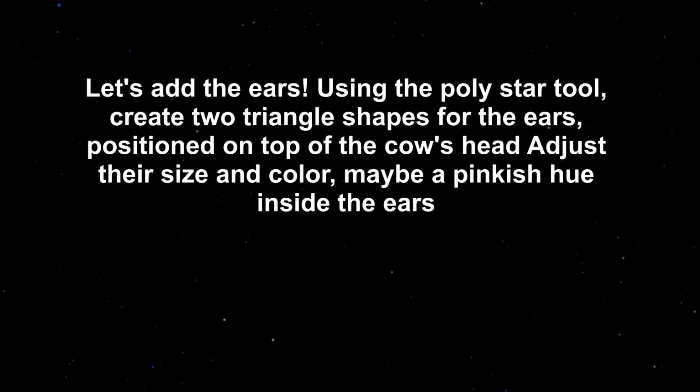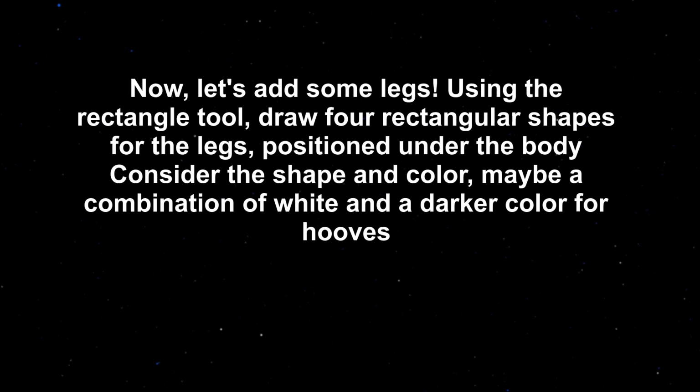Let's add the ears. Using the Polystar tool, create two triangle shapes for the ears, positioned on top of the cow's head. Adjust their size and color, maybe a pinkish hue inside the ears. Now, let's add some legs. Using the rectangle tool, draw four rectangular shapes for the legs, positioned under the body. Consider the shape and color, maybe a combination of white and a darker color for hooves.